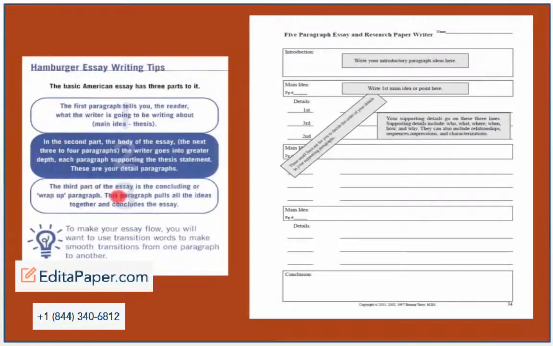But where this differs is instead of three details, we're going to have the body of the essay, which means we're going to have 3 detailed paragraphs. So it's like having a bunch of mini burgers inside. Does that make sense? Yes.